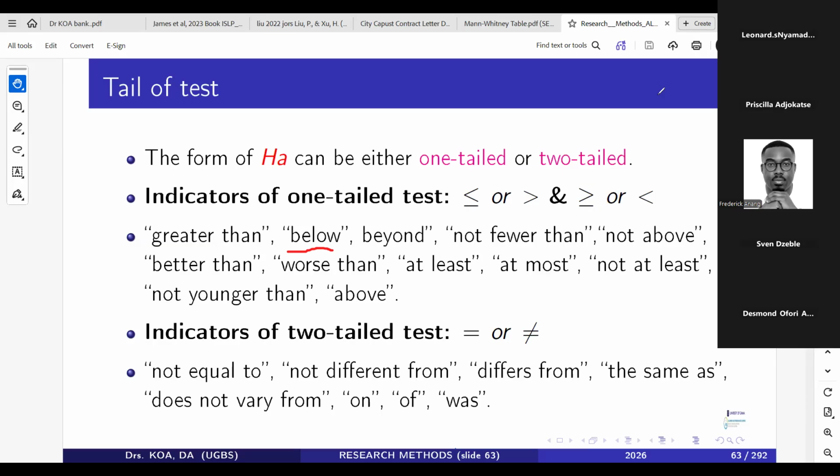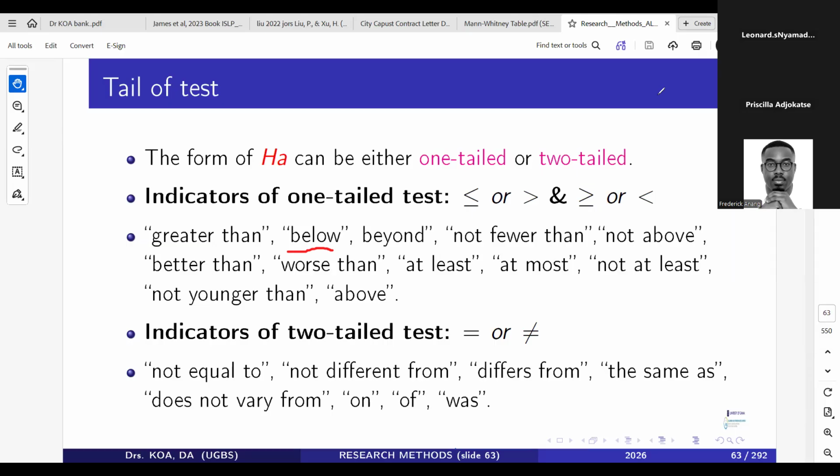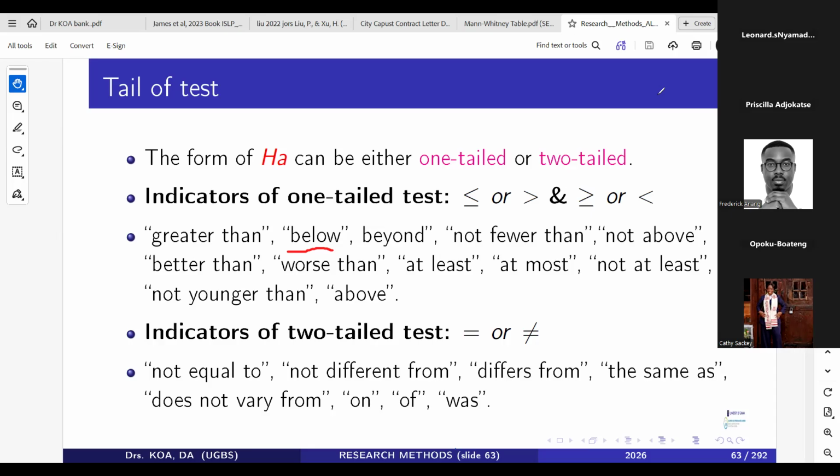What symbol is differs from? You have only one chance, so think before you raise the hand. Differs from. What symbol is that? Priscilla. Not equal to. Correct. The same as. What symbol is that? Kathy. Equal to. Equal to.